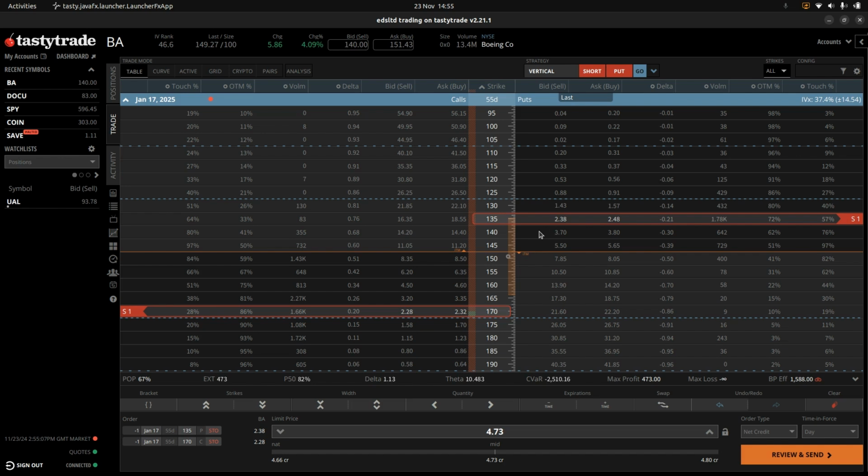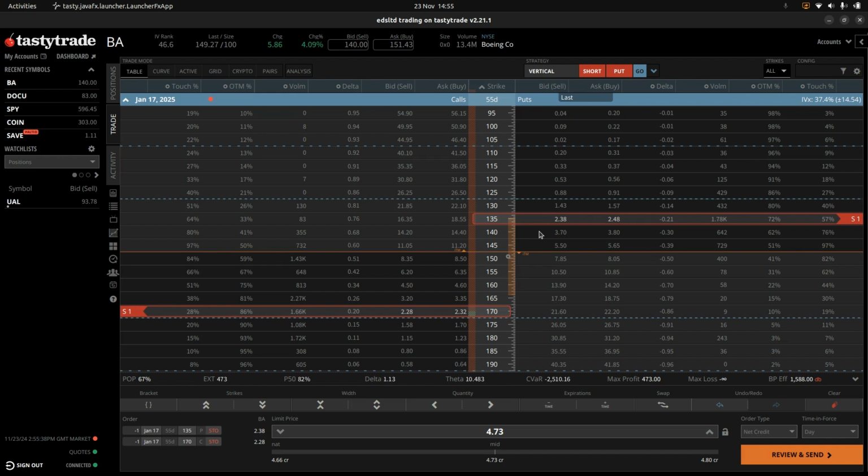We would collect $473 upfront in premium, and our broker is going to require just under 1.6k in buying power to open this position. So for a naked position, this is a very, very good and healthy return on capital. And you have a 67% probability of profit. And if you wanted to get out of this position at 50% of max profit, you've got an 82% chance of that happening. So very, very high probabilities of success.